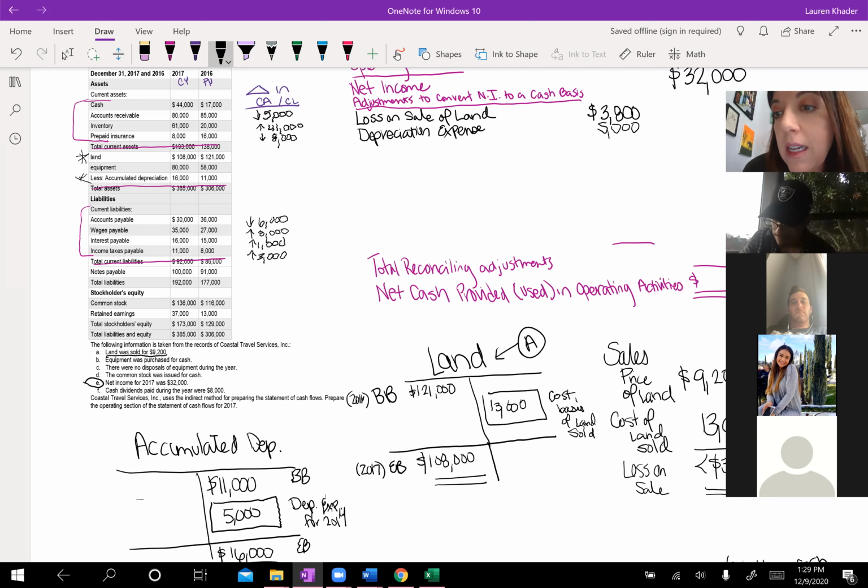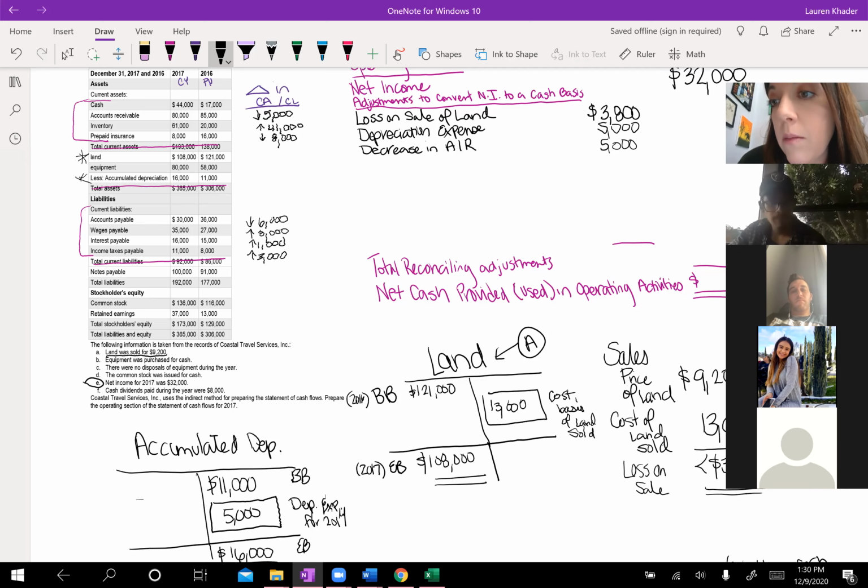For current assets, it has an inverse relationship. If it increased, you're going to subtract for that increase. If it decreased, then you're going to add for that decrease. So we're going to start with accounts receivable, and we're going to say decrease in accounts receivable. And we're going to add back for the 5,000 decrease in accounts receivable. We collected more cash than we reported as revenue in the income statement.